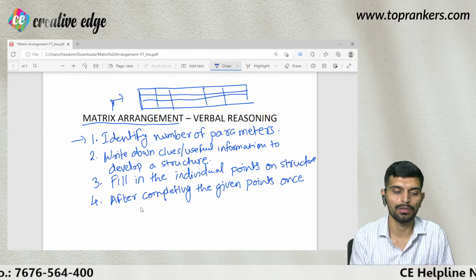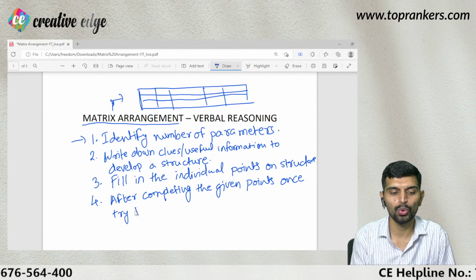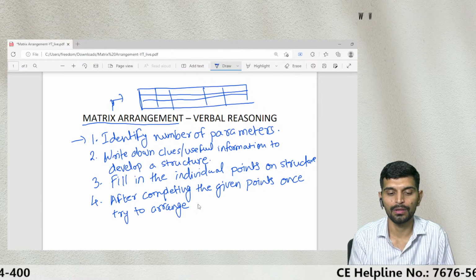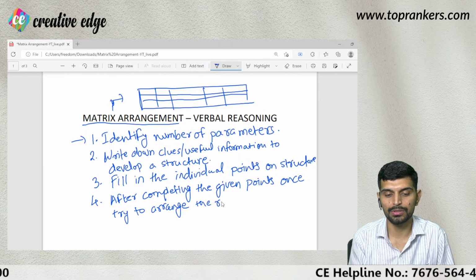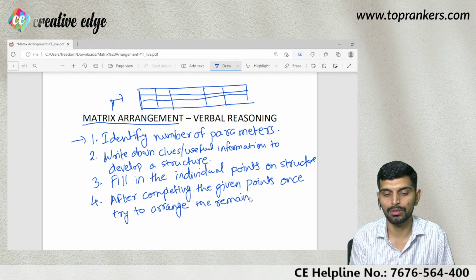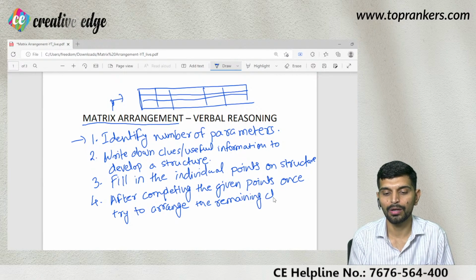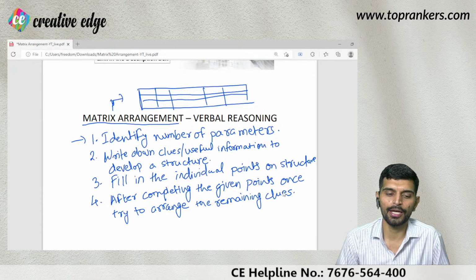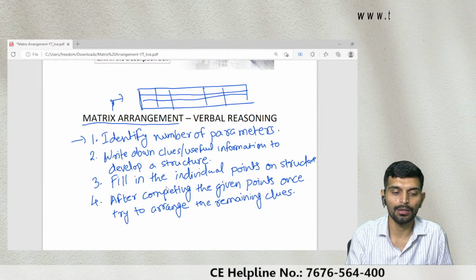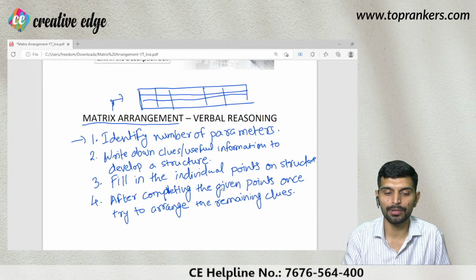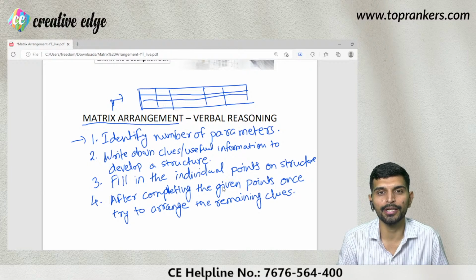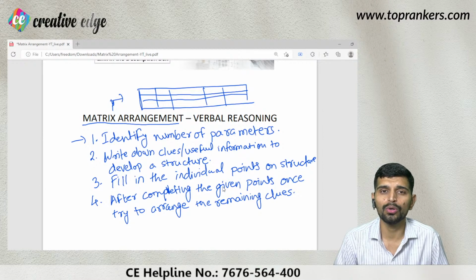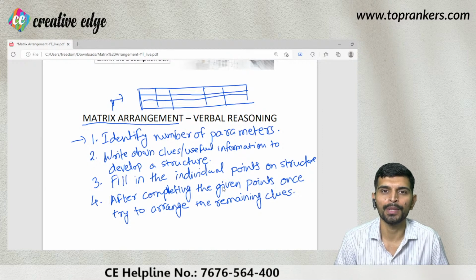once, try to arrange the remaining ones, remaining clues. So आपको जो डायरेक्ट इंफॉर्मेशन है उसको एक बार आपने कंप्लीट कर लिया, उसके बाद क्या होना चाहिए, तो उसके बाद आपको जो इंफॉर्मेशन डायरेक्टली गिवन नहीं है, इनडायरेक्ट इंफॉर्मेशन है, रिमेनिंग क्लू है, उनको आपको अरेंज करने की कोशिश करनी है. ठीक है.